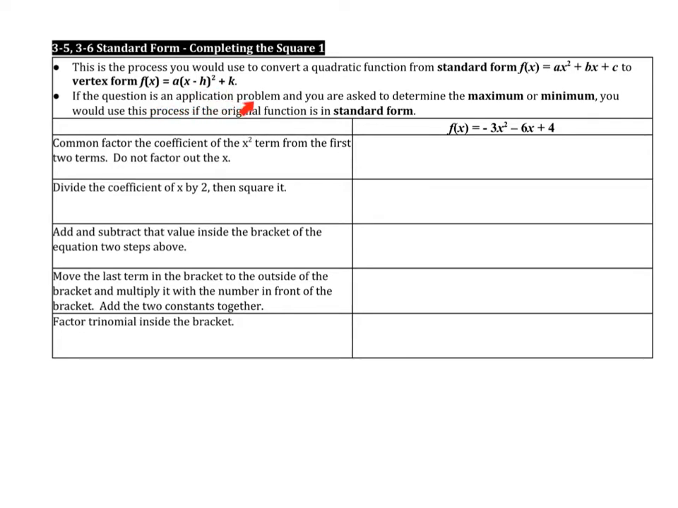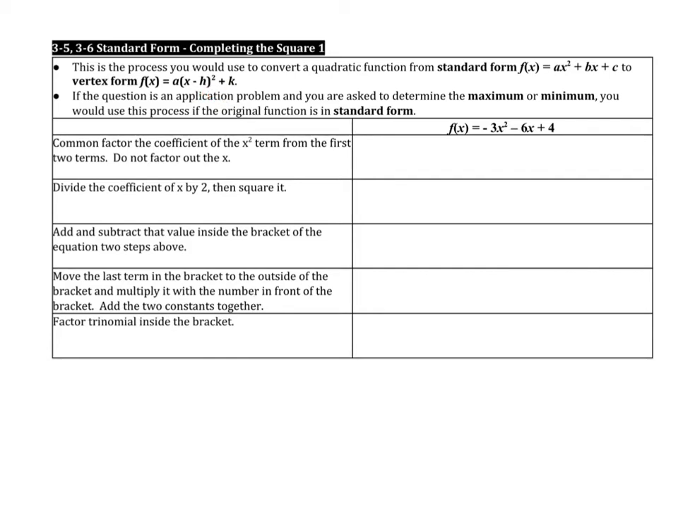If you are dealing with an application problem or a word problem and you are asked to find the maximum or the minimum, you're needing to find the vertex. So if the equation given to you is in standard form and you're asked to find the maximum or the minimum, you have to use this completing the square method to put it into vertex form so you can find the vertex.